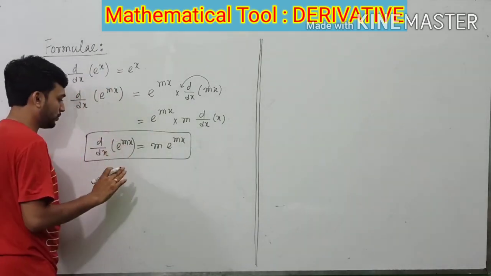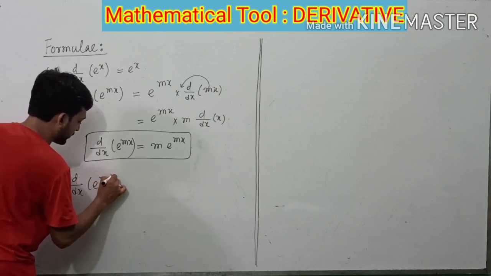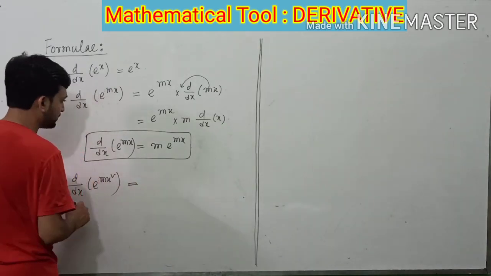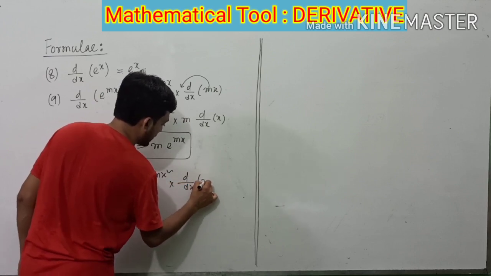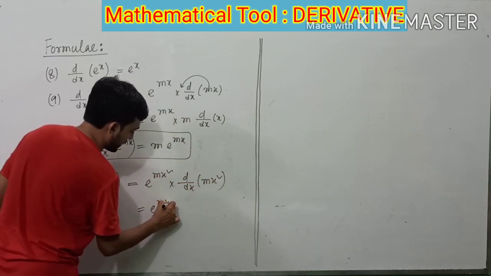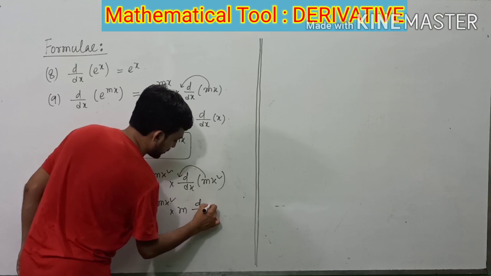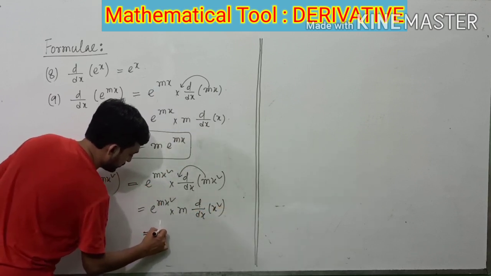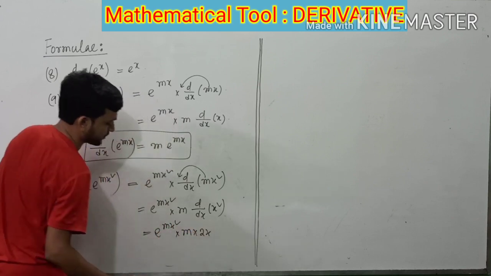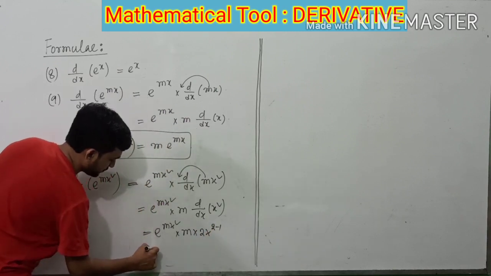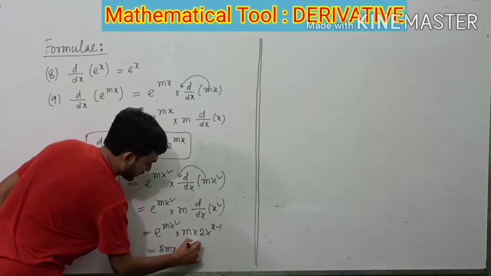Now if it is d/dx of e to the power mx square, then what will be the result? It will be e to the power mx square multiplied by d/dx of mx square. M will come out of the derivative because it is a constant. d/dx of x square is equal to e to the power mx square multiplied by m into 2x to the power 2 minus 1, is equal to 2mx e to the power mx square.